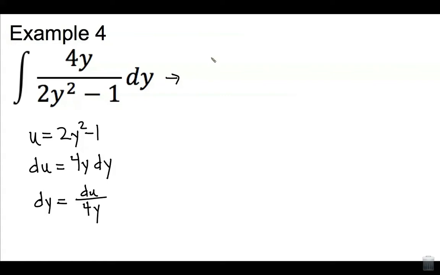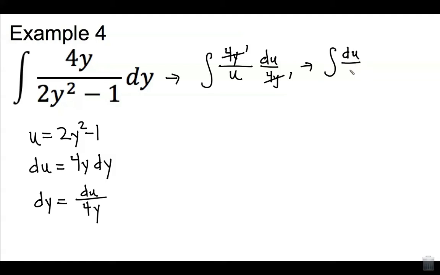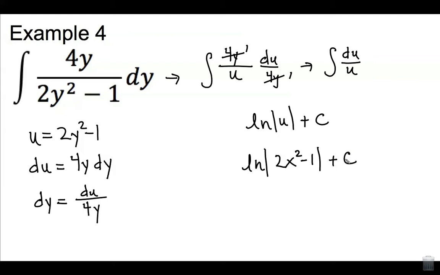Now this becomes 4y over, this gets replaced with u. This dy is now du over 4y. 4y and 4y divide to 1. So now I have the indefinite integral of du over u. So this becomes the natural log of the absolute value of u plus my constant. So now it is the natural log of 2y squared minus 1 plus our constant, and that's it.